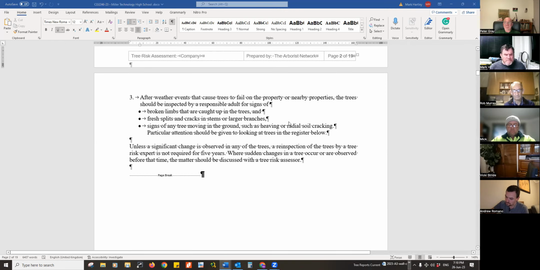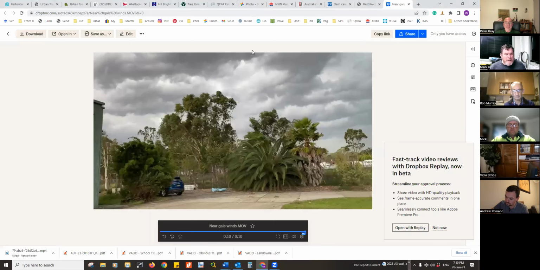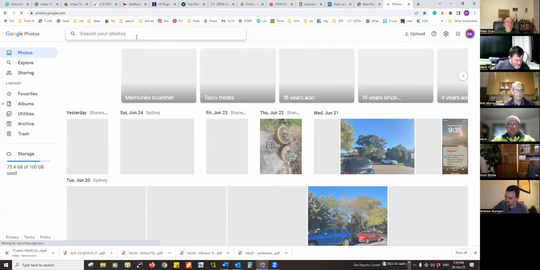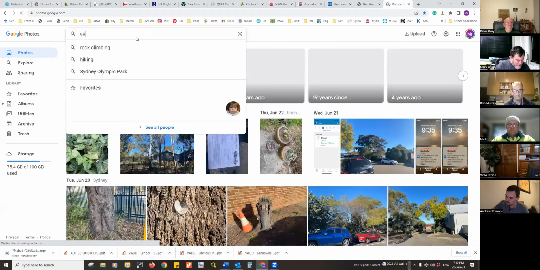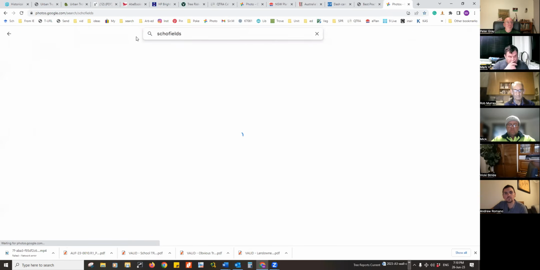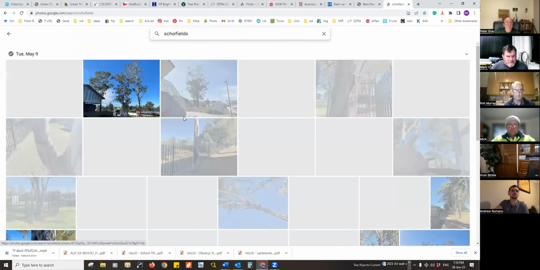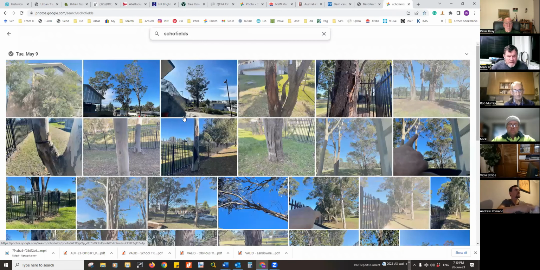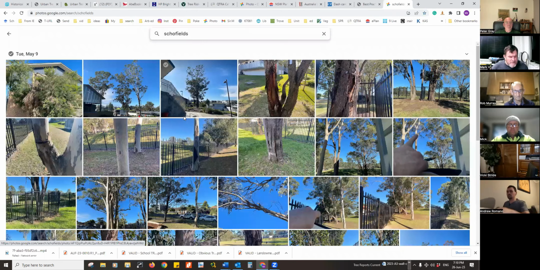It's in, let me see if I can pull it straight away. Schofields. It's the oldest planted tree in Blacktown. So they're fairly keen to keep it. No, it didn't come up. Oh yeah, it might do. No, it didn't.